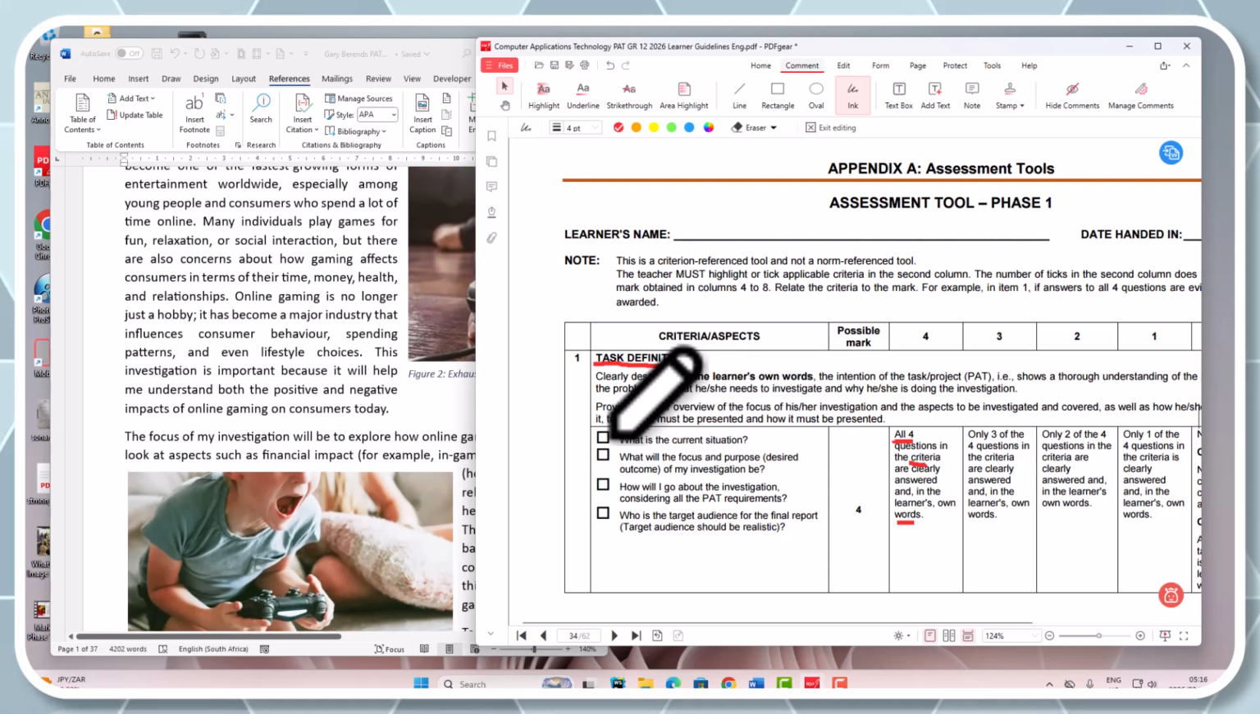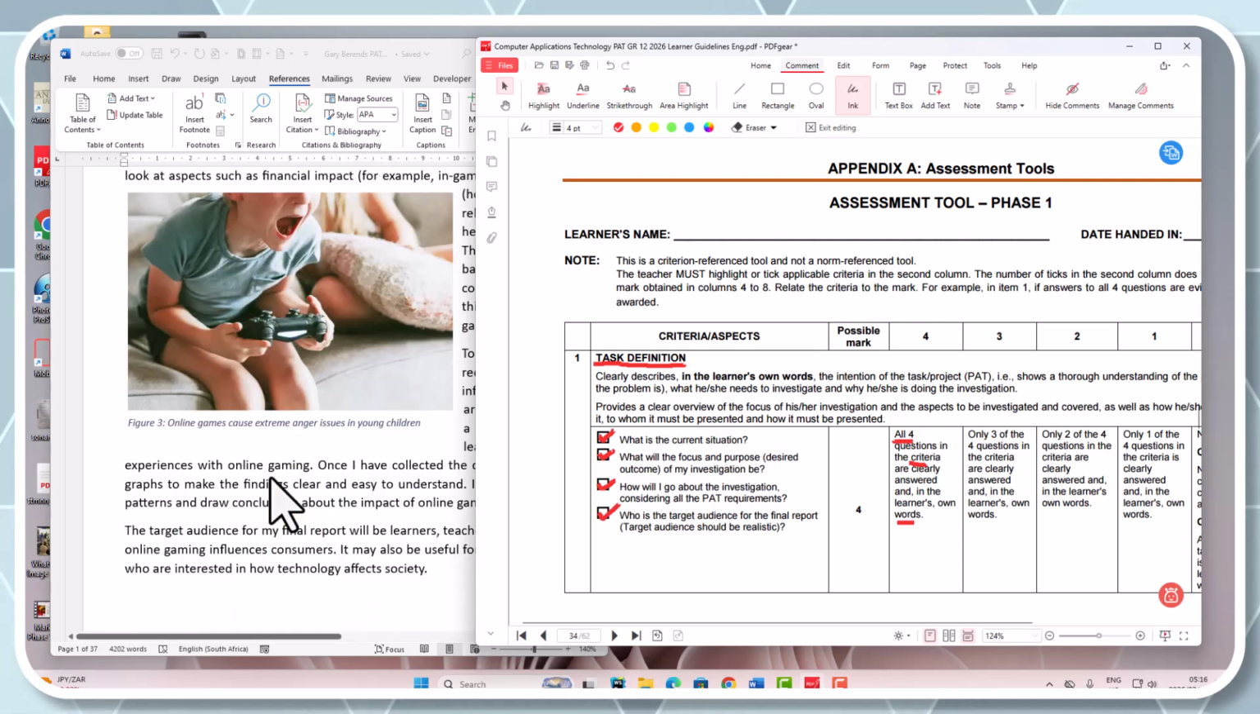So in this case, I'm going to say, yes, I'm quite happy with what the situation is, what the focus and the purpose of my investigation is going to be, how I will go about investigating this problem, and who my target audience is. And I clearly stated that my target audience will be learners, teachers and online gaming influencers. So lovely, 4 marks there. I'm very happy with that part.